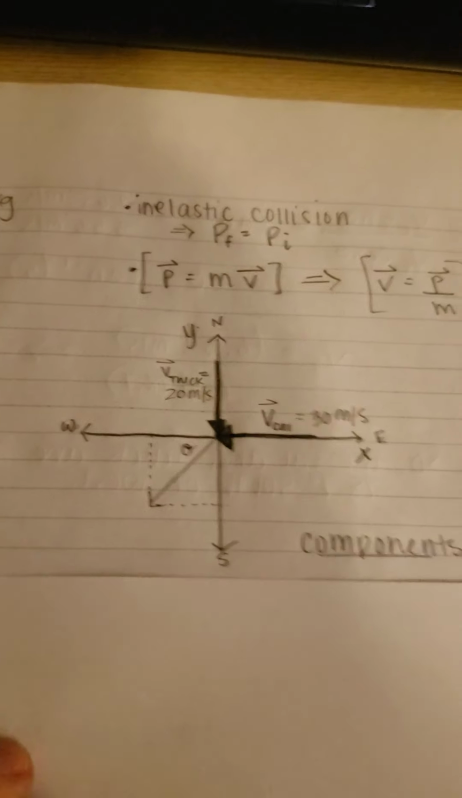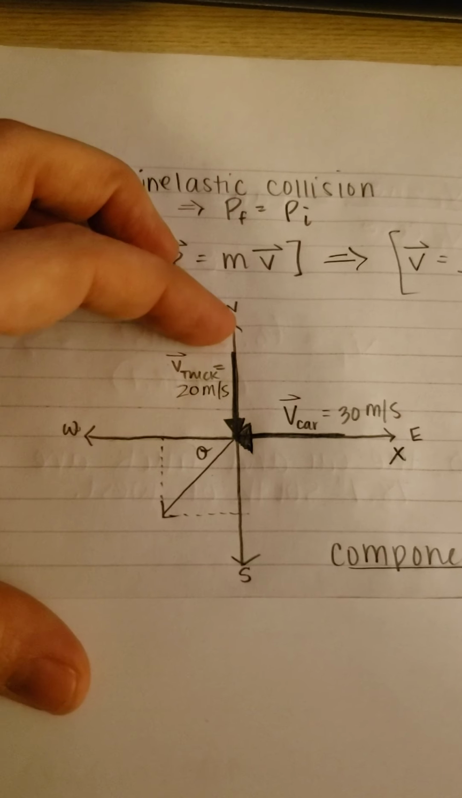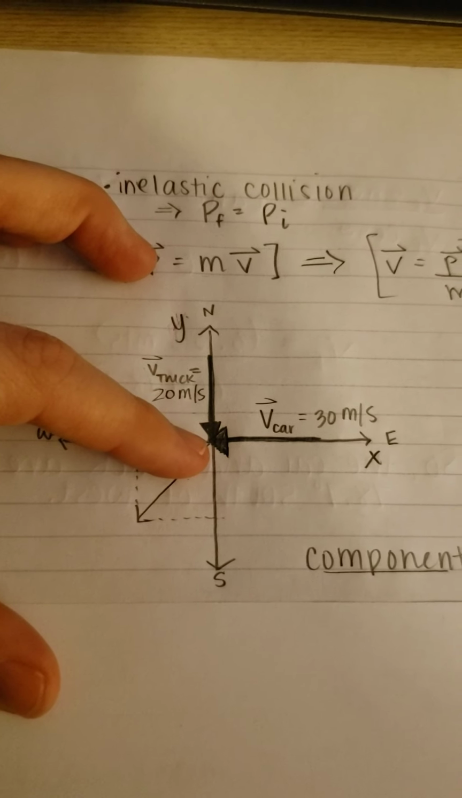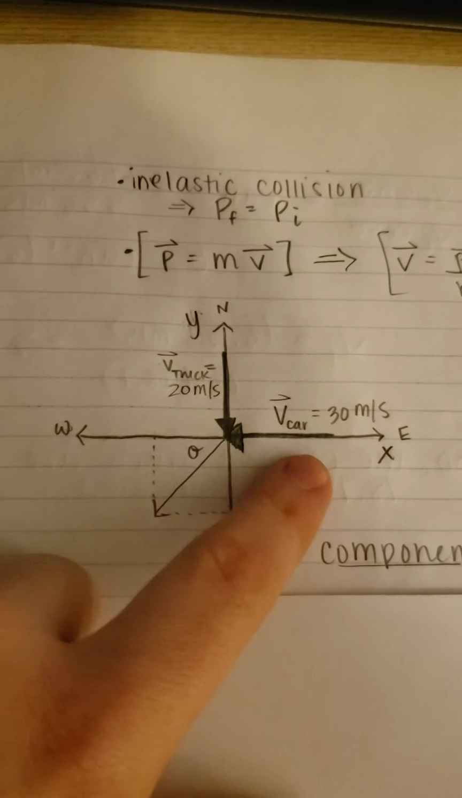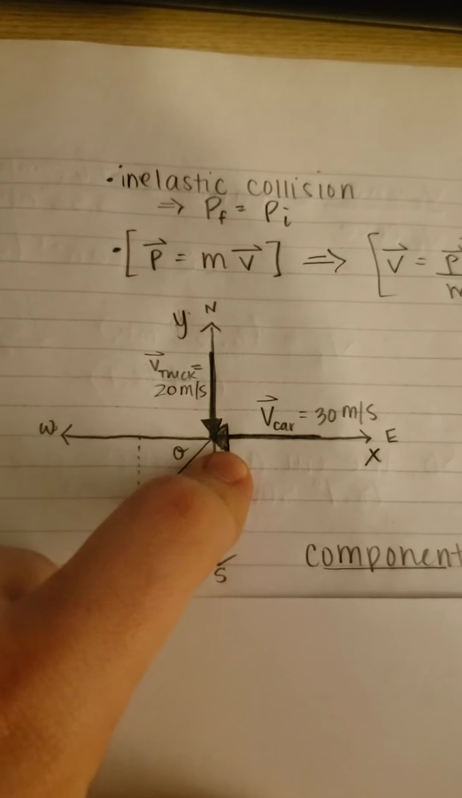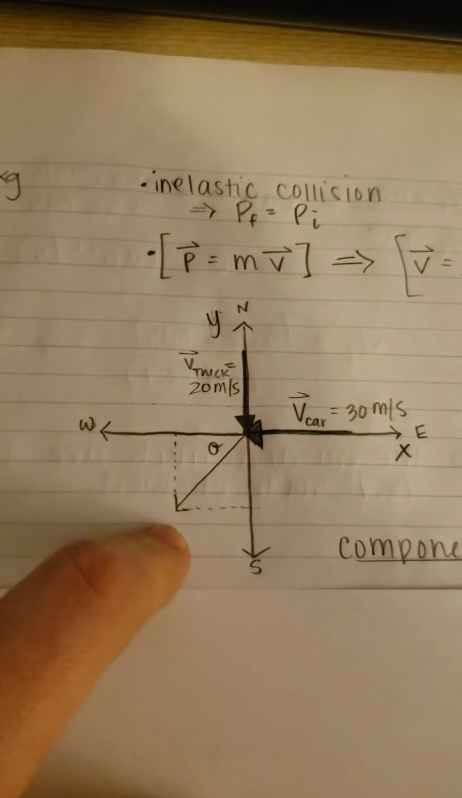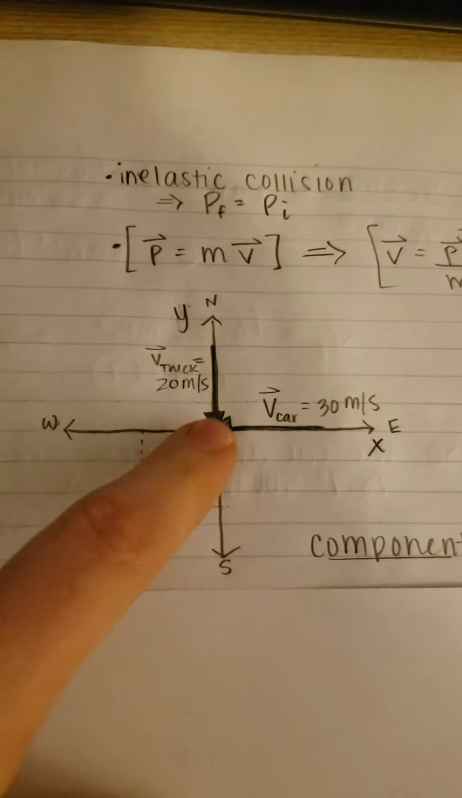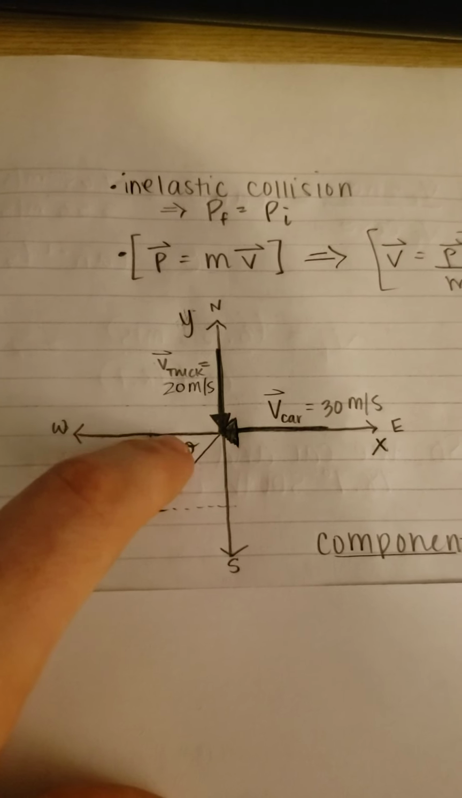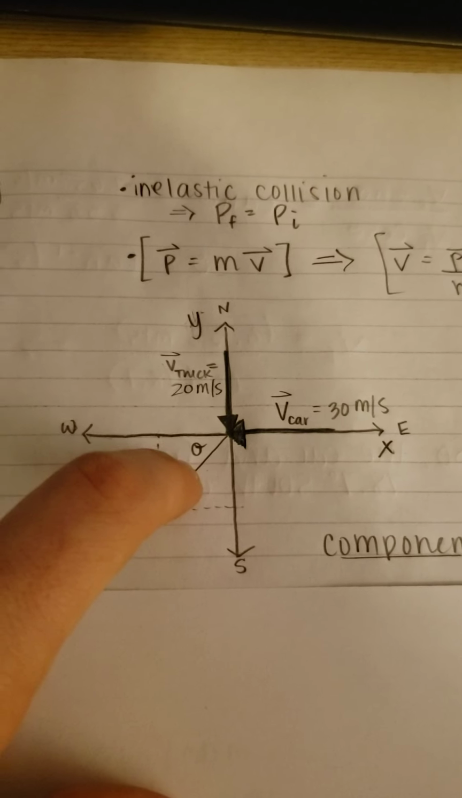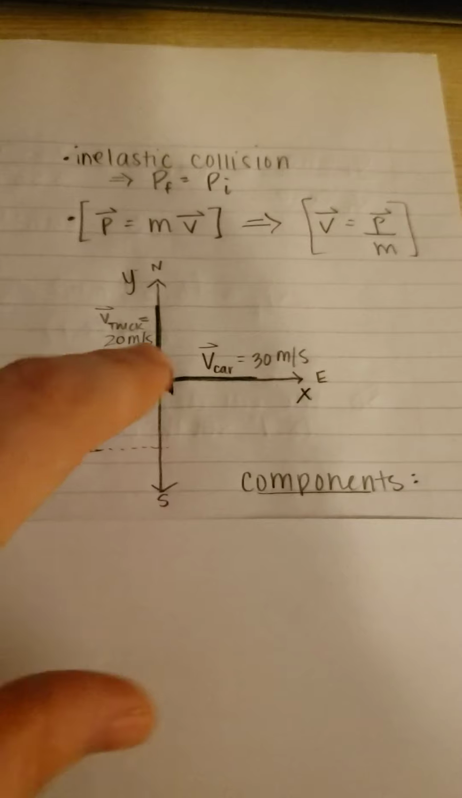So I've drawn out a figure here. On a coordinate system, we have our truck traveling south at 20 meters per second and our car traveling west at 30 meters per second. And they are going to collide, and we want to find out the velocity, the magnitude of the velocity after they collide, as well as which direction. So I've labeled this angle here theta for our calculations.